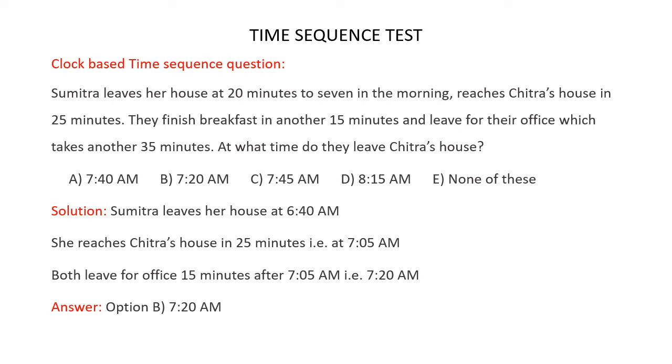So you're asked to find out at what time they leave Chitra's house. So they leave Chitra's house after breakfast at 7:20 a.m. So the correct answer is option B, 7:20 a.m.